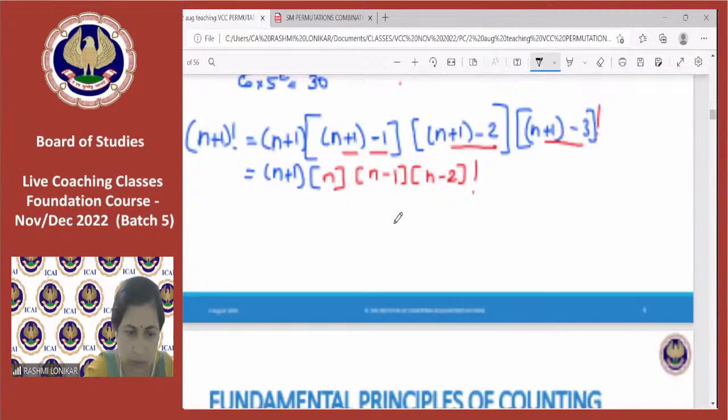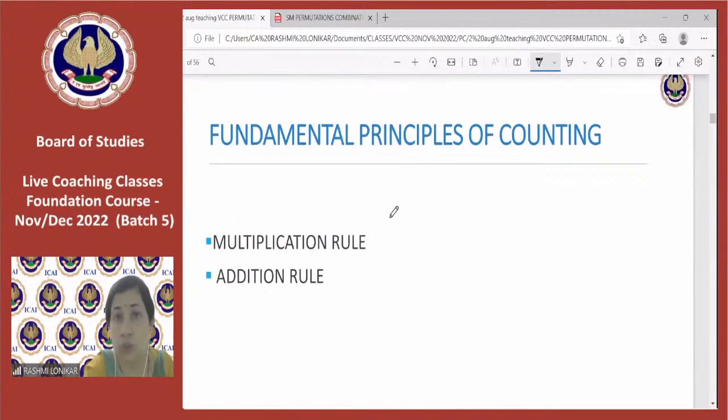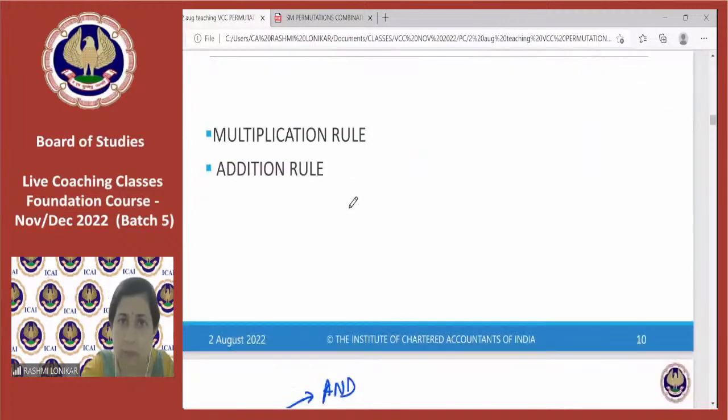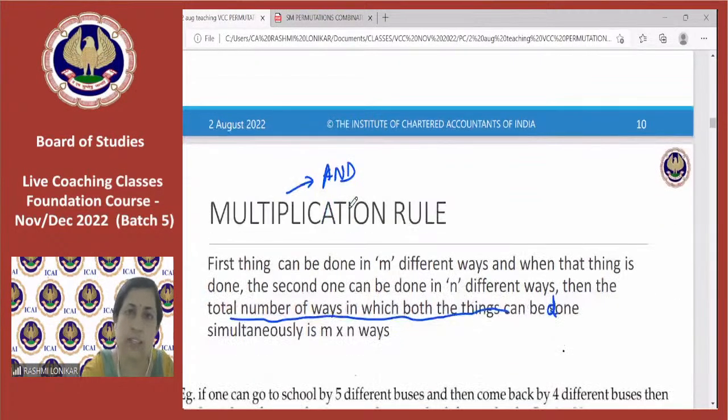Then we talked about the two fundamental principles of counting. One is the multiplication principle and second is the addition principle. What does the multiplication principle say? That you do a certain thing in m ways, and then after you have done that, you do another thing in n ways. Then the total number of ways in which you can do the things is m into n ways.